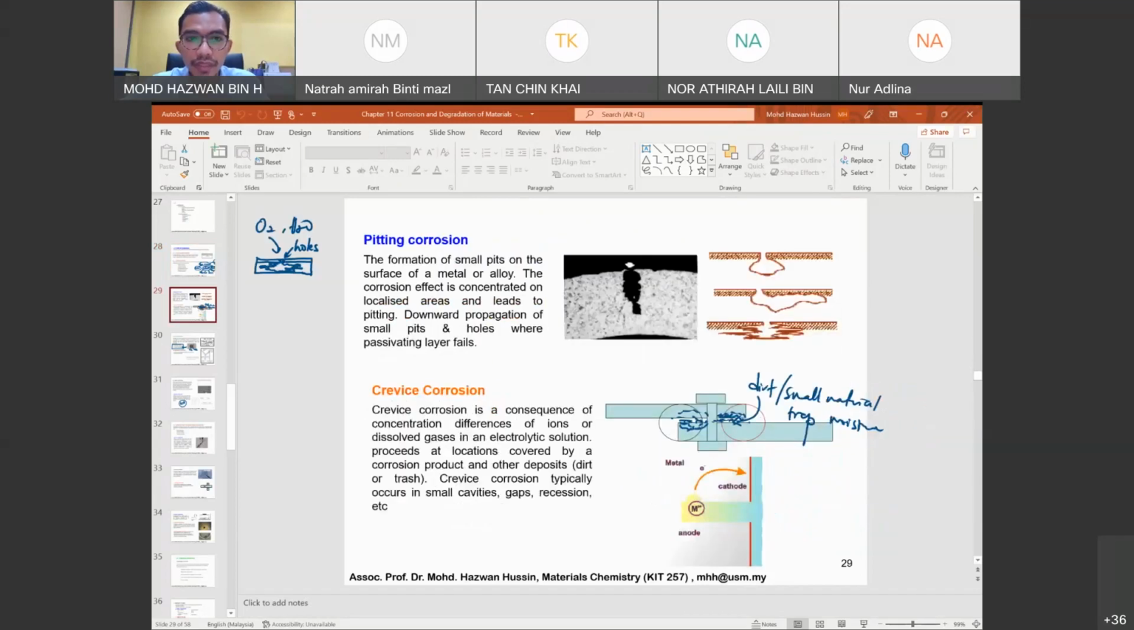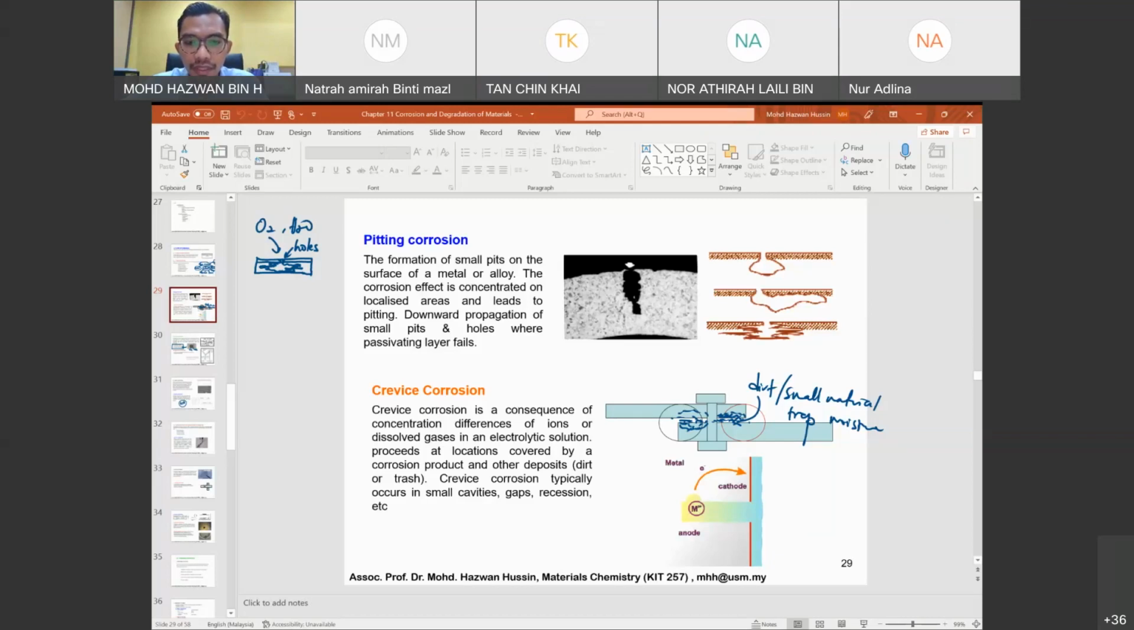Okay, so pitting corrosion actually occurs when you have a failing of a passive layer. The failure is with regards to any scratch, any damage on the passive layer, which enables oxygen and water to penetrate this protective layer, resulting in corrosion propagating downwards and forming small pits.